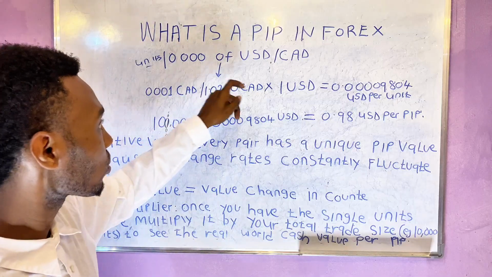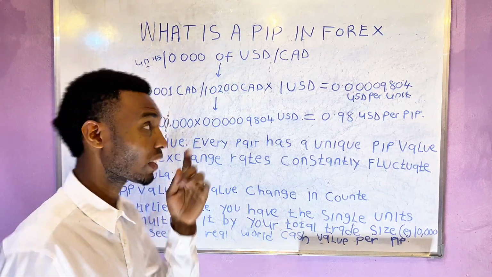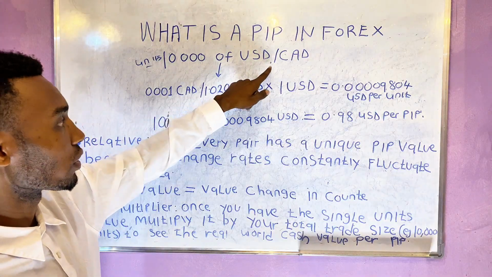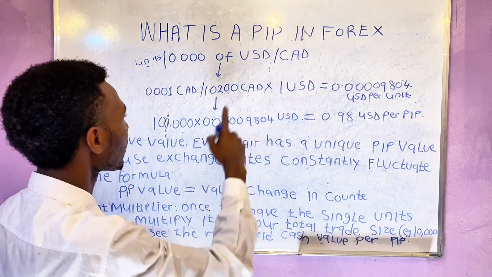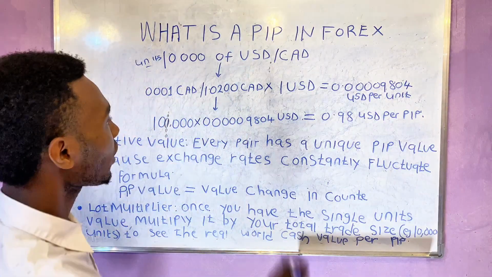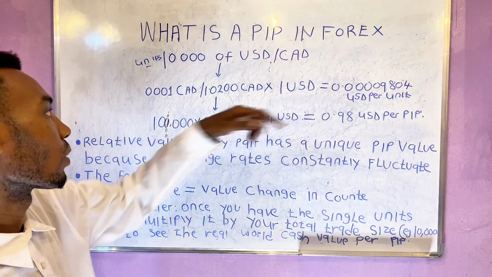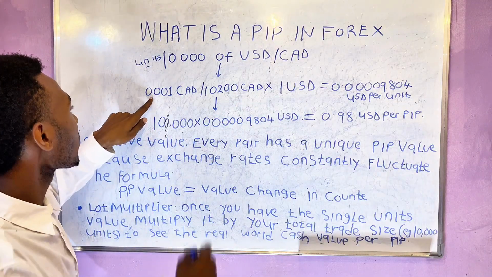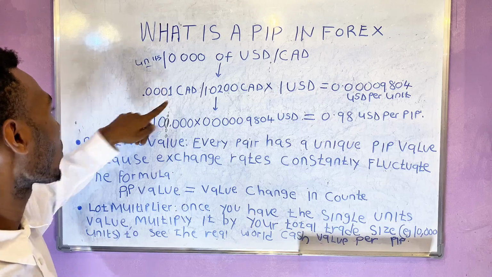Because he chose to use 10,000 units of the lot. That is the lot, 10,000 units of USD and Canadian dollars. Now the exchange rate of the Canadian dollar is 1.020 for US dollars.